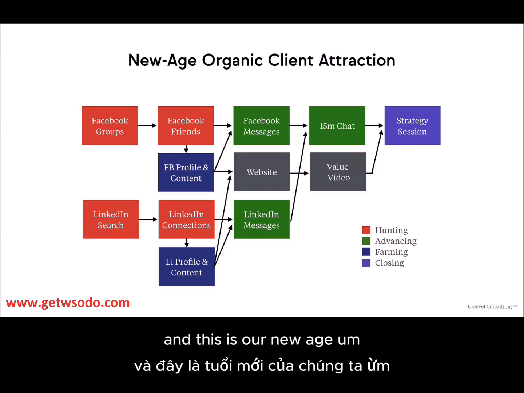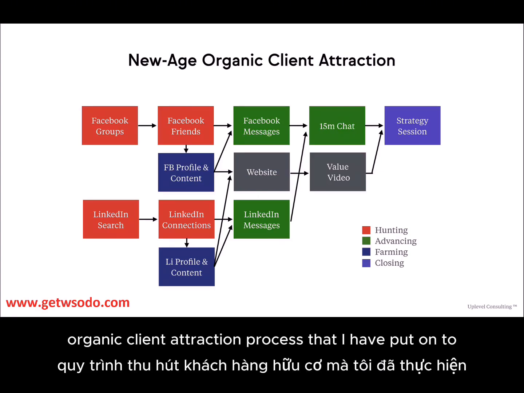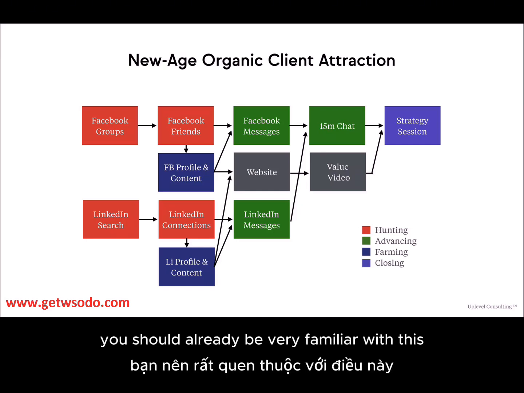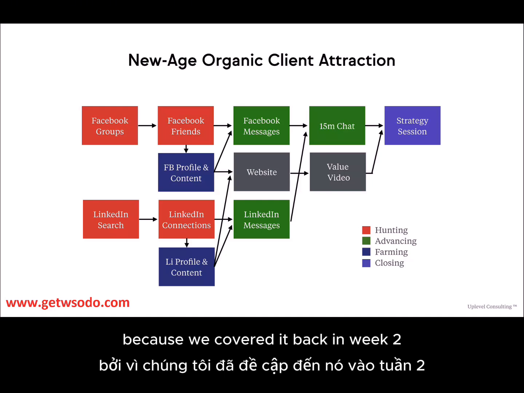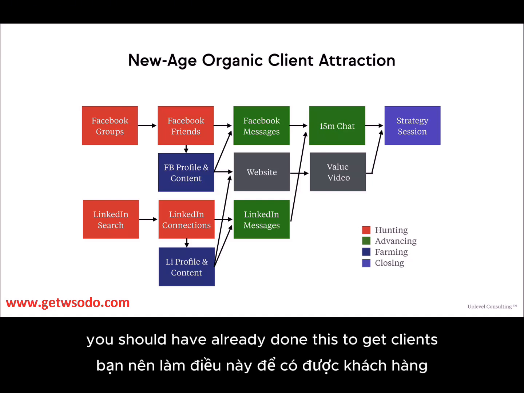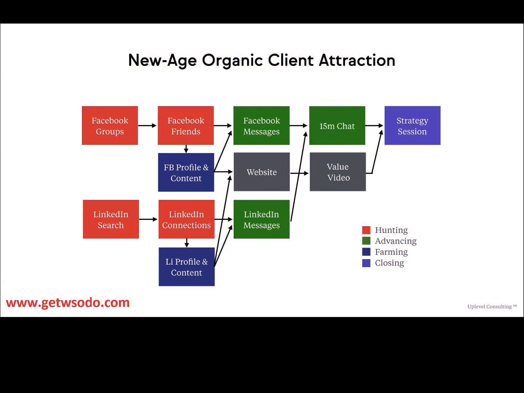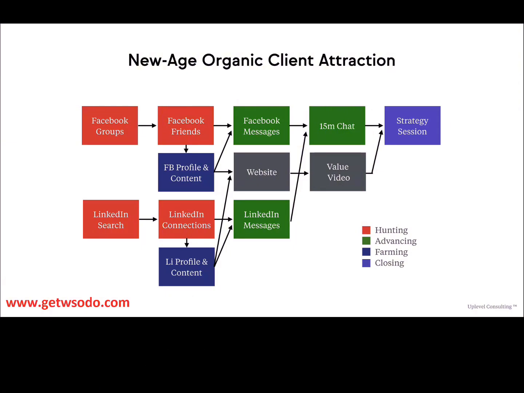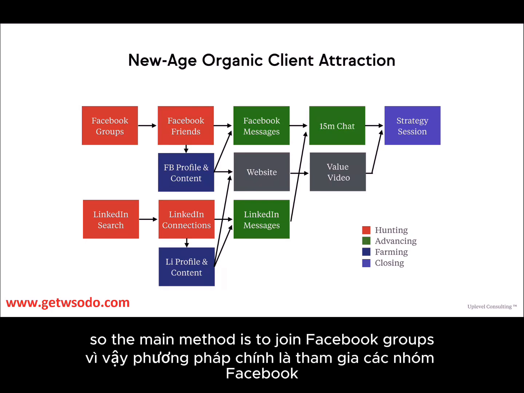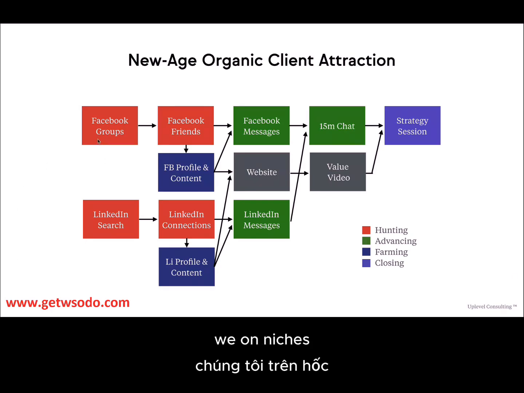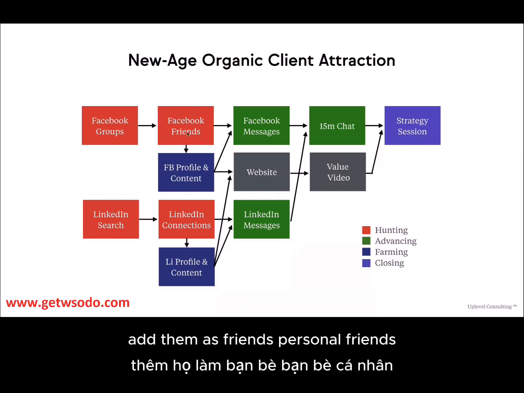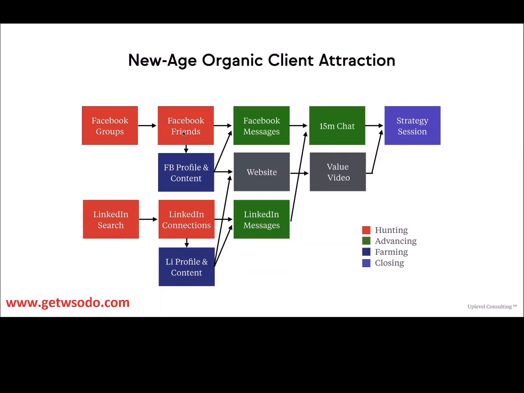And this is our New Age organic client attraction process that I've put onto a process map for you. You should already be very familiar with this because we covered it back in week 2. You should have already done this to get clients, but I'm just quickly recapping it here again. So the main method is to join Facebook groups where your niche is, observe, find people who are in your niche, add them as personal friends.